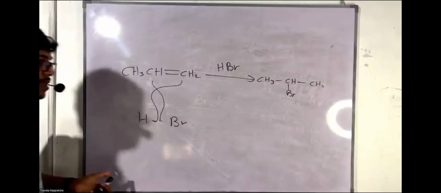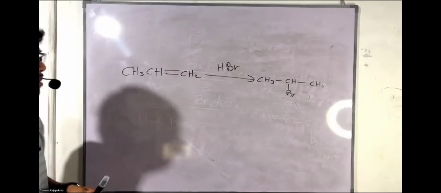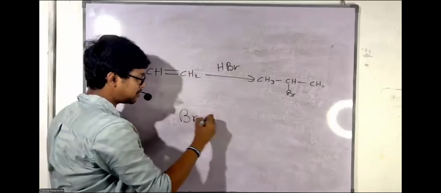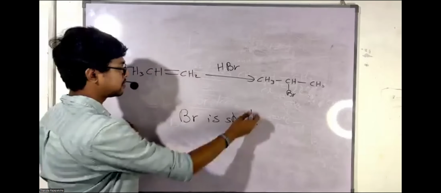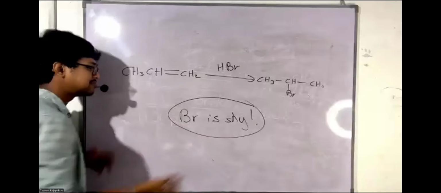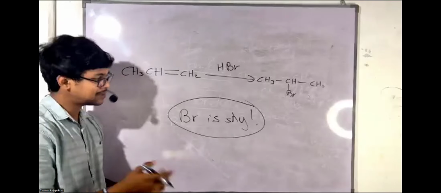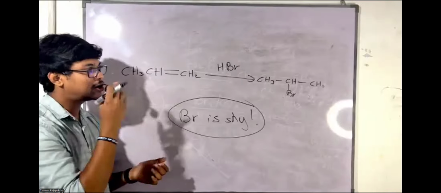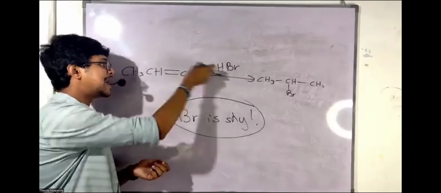And how to remember this? I will write a statement. Br is shy. Do not forget this. Not just Br, halogens are shy. OH is also shy. You will learn that later. Most of these compounds are very shy. They don't want to get exposed to the outside world. They don't want to get exposed by attaching to the terminal.